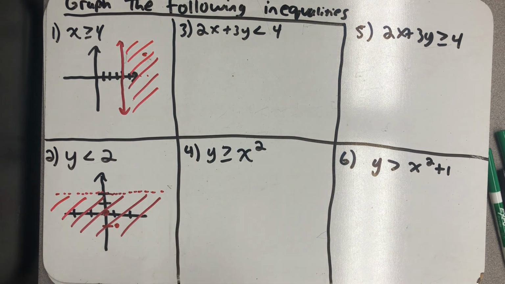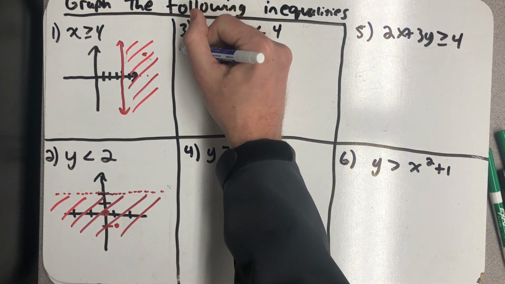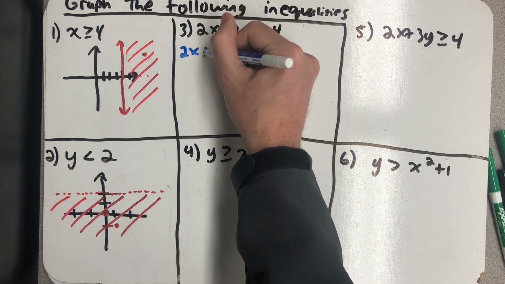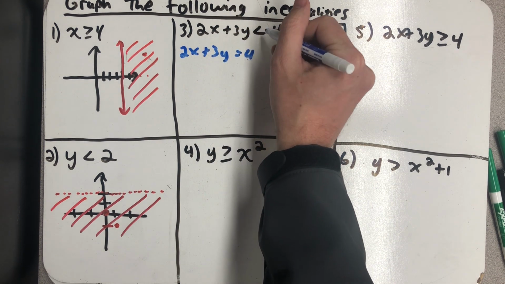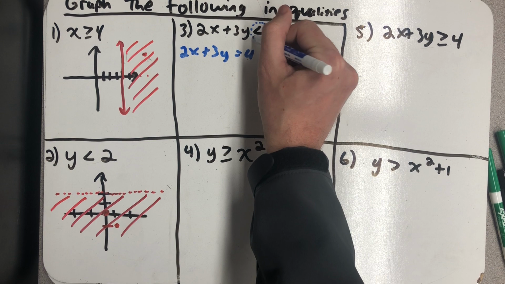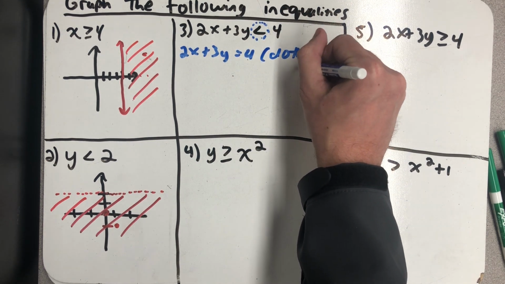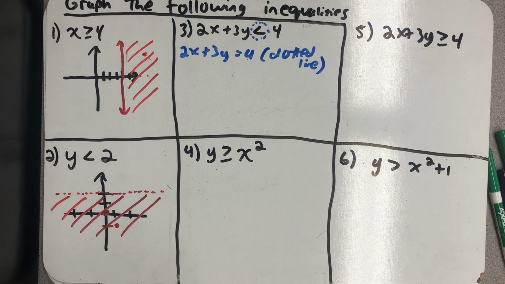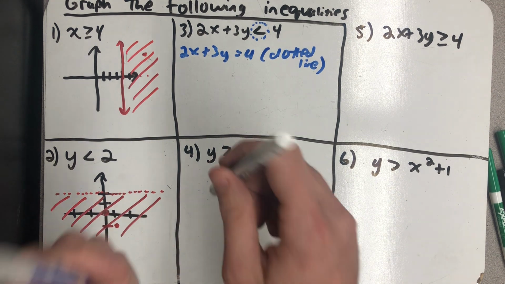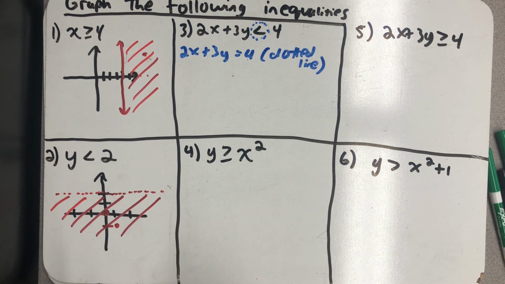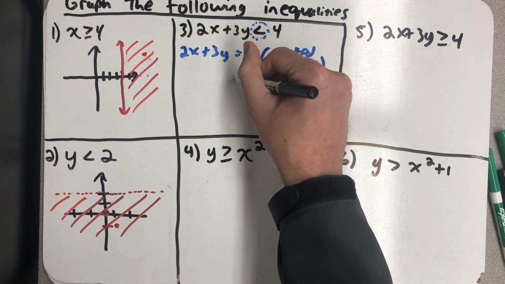All right, so now I have 2x plus 3y is less than 4. To start, I'm going to graph an equation, 2x plus 3y equals 4. And because there's no equal sign here, I'll use a dotted line. I'm just asked to graph a line, and I could do anything I wanted to here. I could get y by itself and use slope-intercept form, but I think what I'll do is find the intercepts and graph this line using the intercepts.